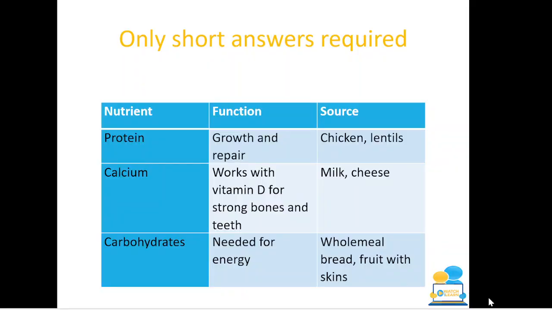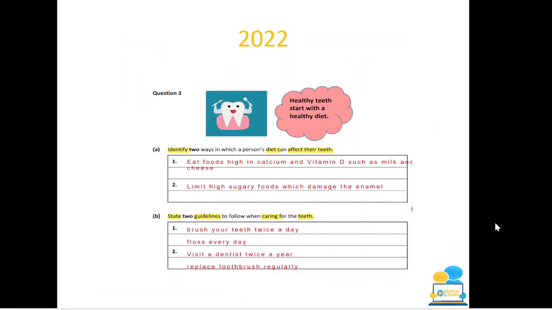Okay, so moving on now to the next question here. This is from 2022, question 3. So identify 2 ways in which a person's diet can affect their teeth. Again, highlighting this here, identify. I know that's coming from my short questions, so I'm not going to have to write a huge amount of information, okay? And I've highlighted diet and teeth, okay?